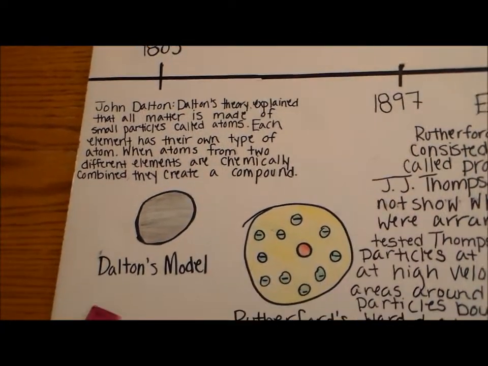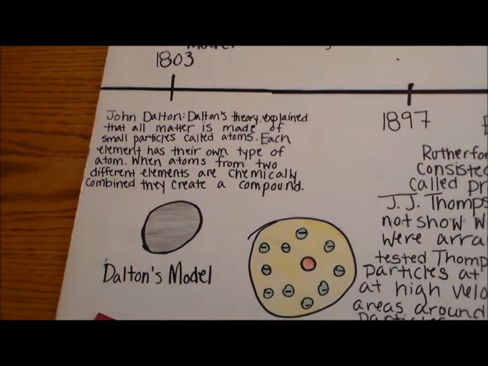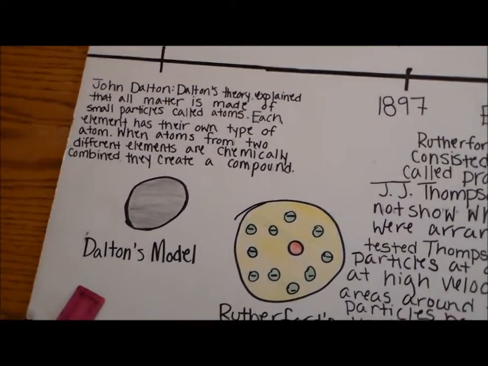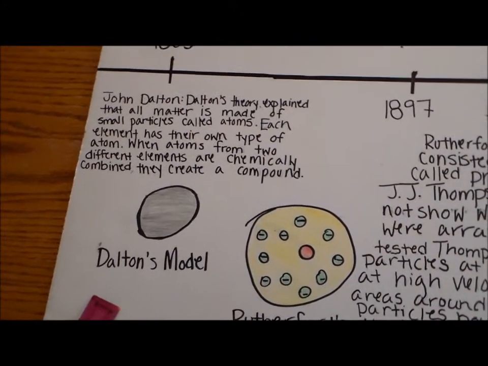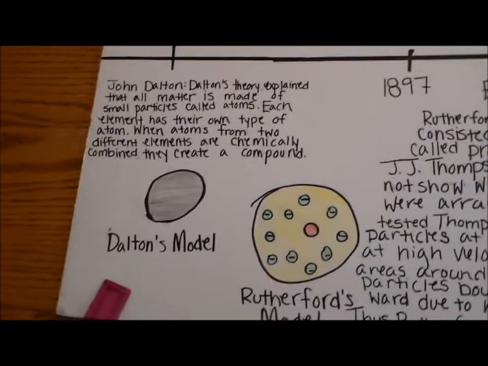In 1803, John Dalton discovered the first atom structure. Dalton's theory explained that all matter is made of small particles called atoms. Each element has its own type of atom. When atoms from two different elements are chemically combined, they create a compound.